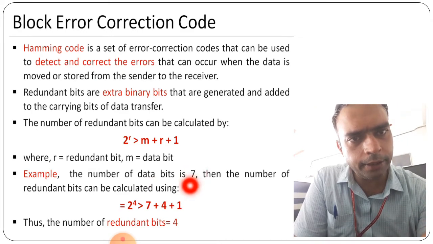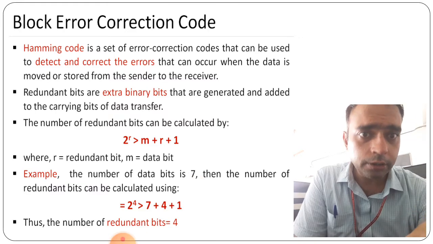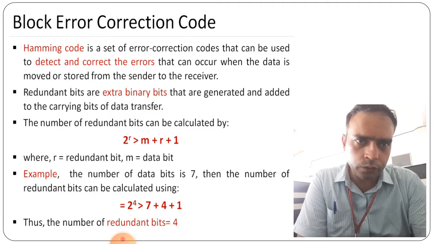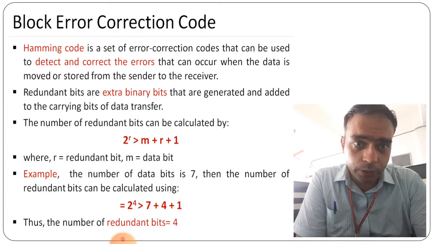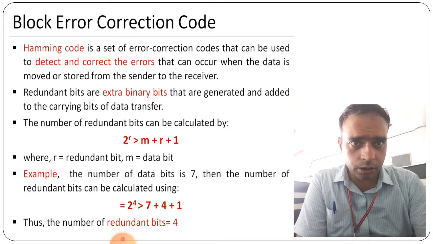So the number of data bits is 7, and the redundant bits can be calculated on the basis of the 7. That is 2 raised to 4 is greater than 7 plus 4 plus 1. So that is equal to 16 is greater than 12. So the condition here is satisfied. So the number of redundant bits here is 4.